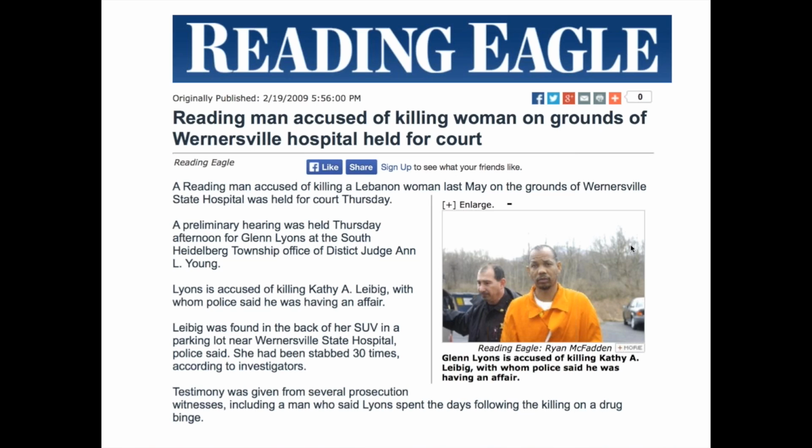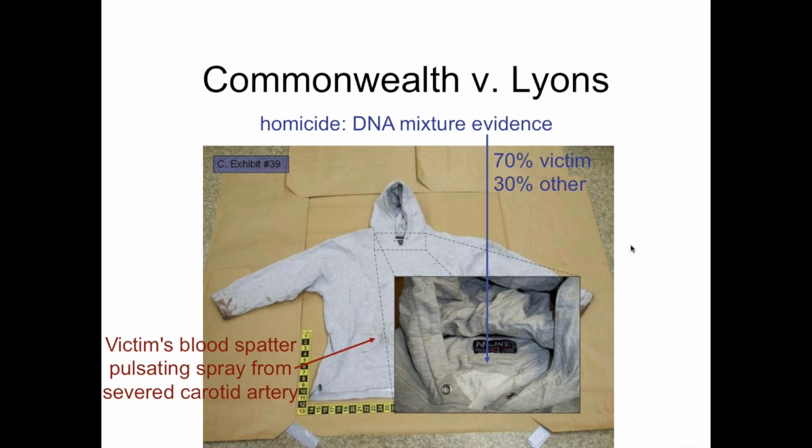This is a case where a man in Pennsylvania, in Reading, was accused of killing a woman in a parking lot of a hospital and stabbing her 30 times until she bled out. The key evidence in Commonwealth versus Lyons was a DNA mixture, the neck area of a sweatshirt.